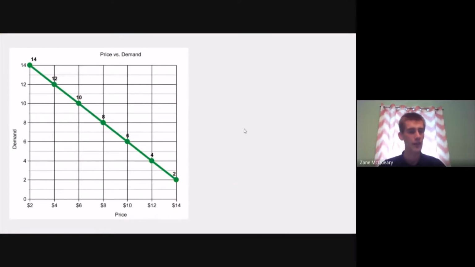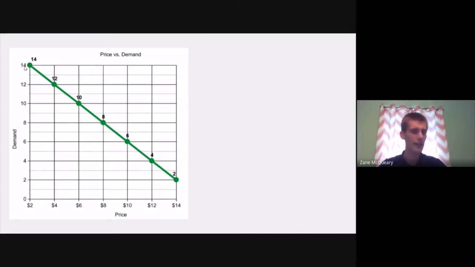Another instance here. This time, though, it looks like our graph is going down. So we're going to have a negative slope. We start out here at 14. We go down 2, and we go over 2. Be mindful of the intervals that your graph is using.